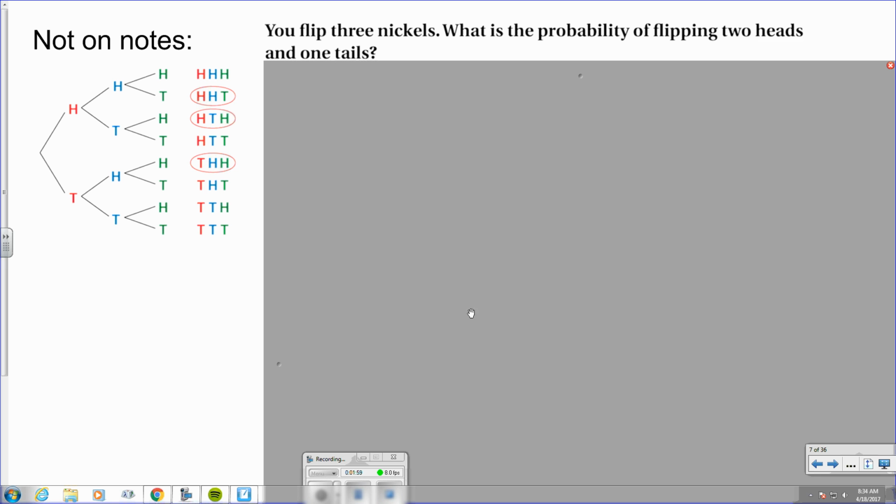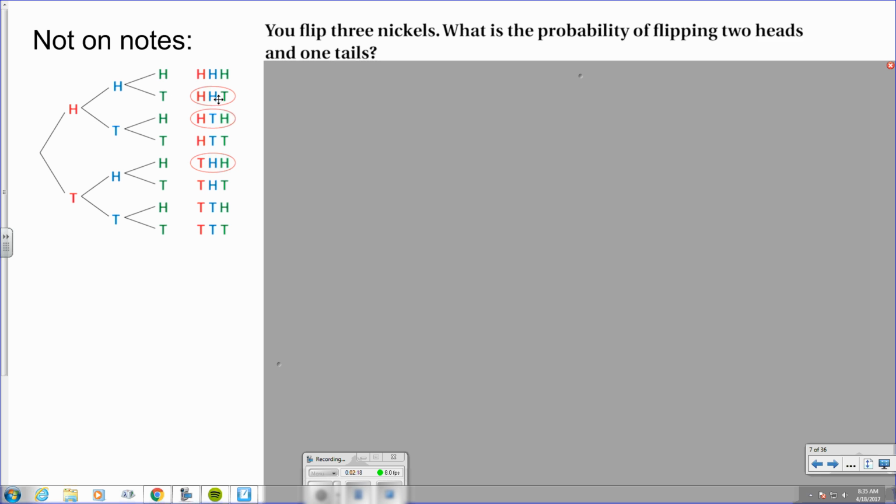All right, this one's not on your notes, but here we're looking at flipping 3 nickels. And it says, what is the probability of flipping 2 heads and 1 tails? So I have right here the sample space for it. The first options were heads or tails in red. And then in blue, you could have heads or tails with your heads, or heads or tails with the tails. And then green would be the third flip.